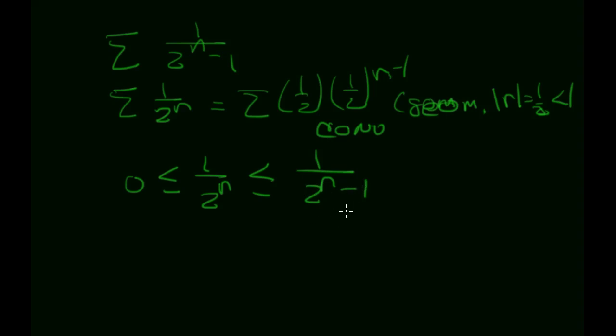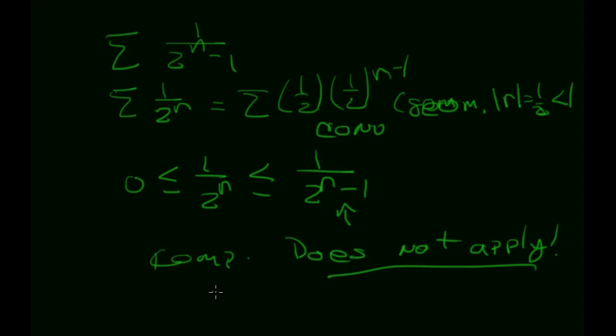Because if I have convergence, I want the convergent series to do the dominating. Here, I have the convergent series being dominated by the other one. So this means that the comparison test does not apply here. We don't meet the conditions of the comparison test. It's so close, but it won't work.